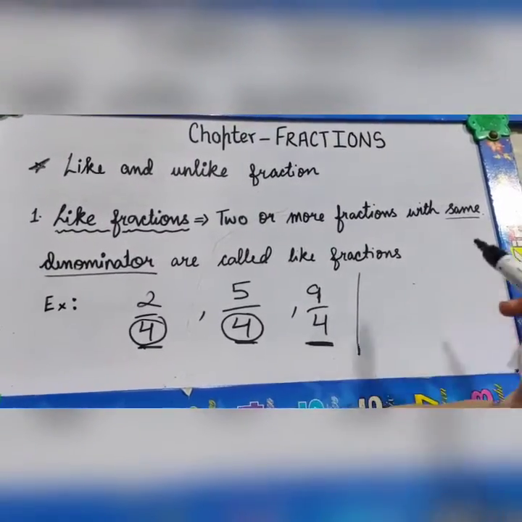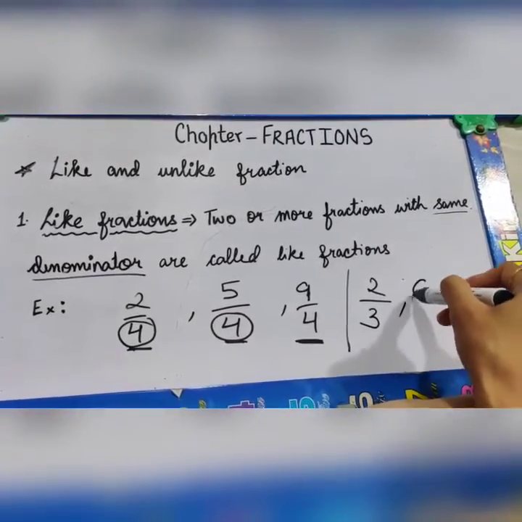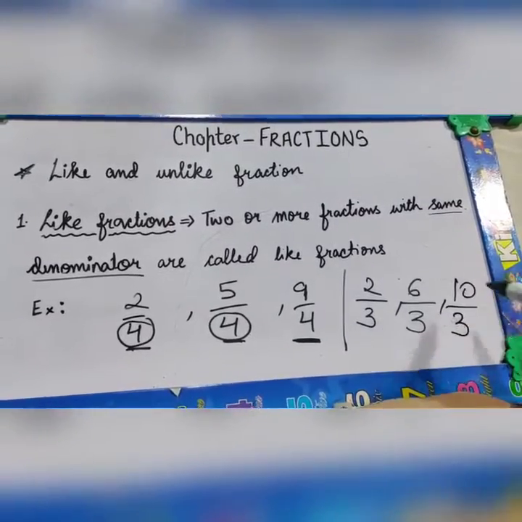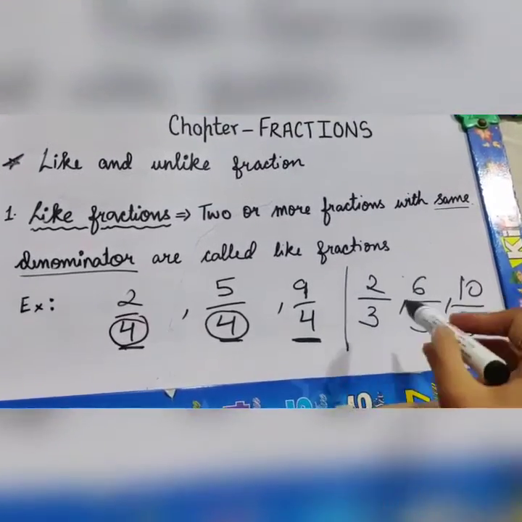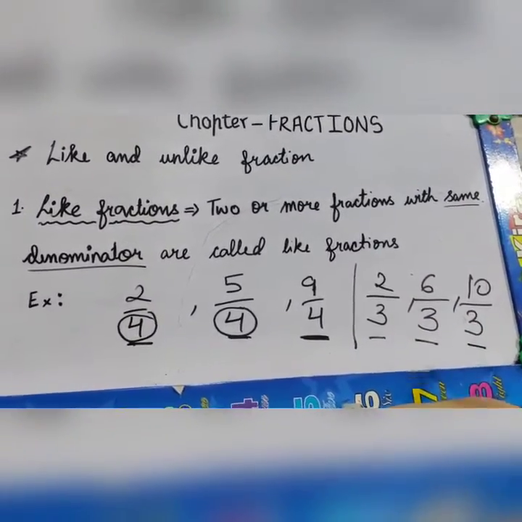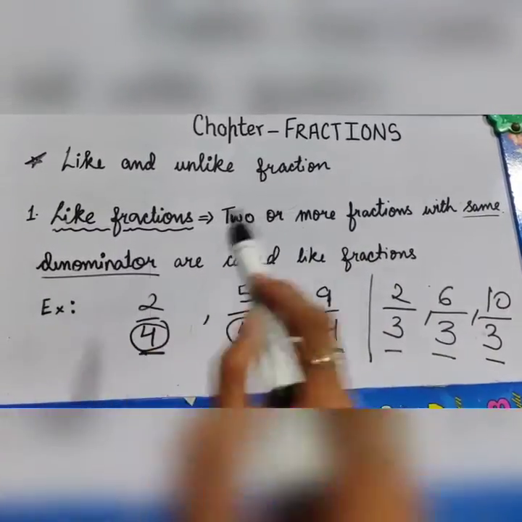See another example. Suppose we have fractions like 2 by 3, 6 by 3, 10 by 3. These are also like fractions. Why? Because they all are having 3 as their denominator. So like fractions are the ones whose denominators are same.